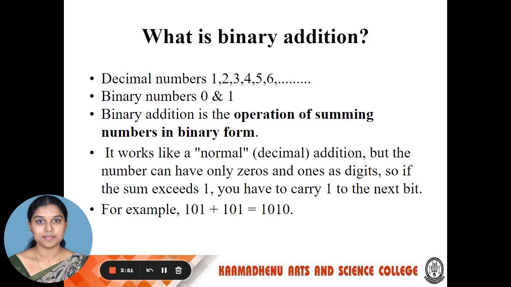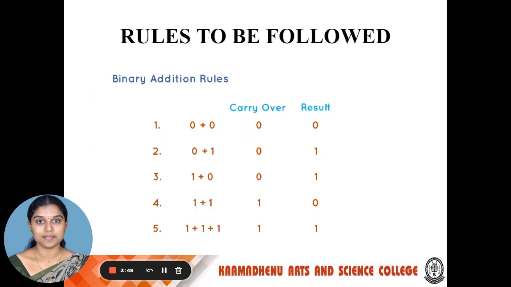Before adding numbers, we should follow some rules. The rules are here. 0 plus 0, the result will be 0, the carryover will be 0. 0 plus 1 or 1 plus 0 means the result will be 1, and the carryover will be 0. 1 plus 1 means the result will be 10, so we take 0 as the result and 1 as the carryover. The last one, 1 plus 1 plus 1, means 11, so we take 1 as the result and another 1 as the carryover.